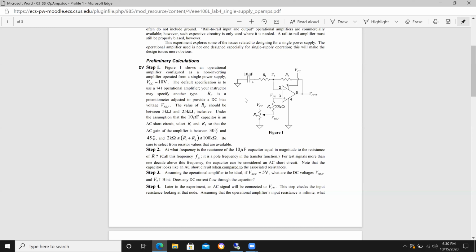One of them is you can recognize that this is a non-inverting amplifier, right? Because you're applying the input to the positive pin. So the gain equation for a non-inverting amplifier is 1 plus R2 over R1. Well, R1 really isn't just the resistor R1, it's R1 plus the 10 microfarad capacitor. So at DC, this capacitor is infinity. So it's 1 plus R2 over infinity. So what's the gain? It's 1.